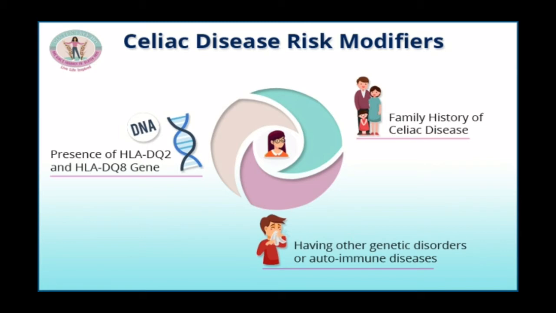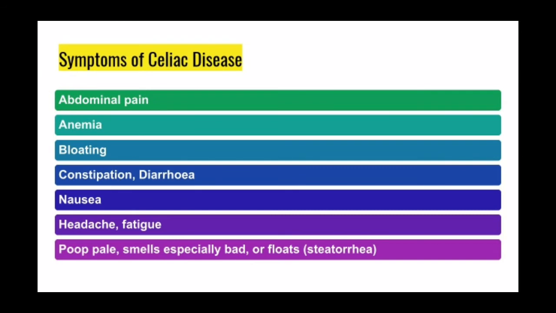So another reason is any other genetic disorder or autoimmune disorder. If a person is affected with any other disorder like rheumatoid arthritis or type 1 diabetes or any other genetic disorder, for example Down syndrome, such patients are highly prone to celiac disease. Okay, next, symptoms of celiac disease.